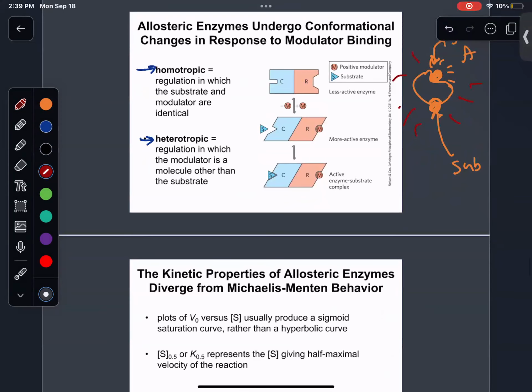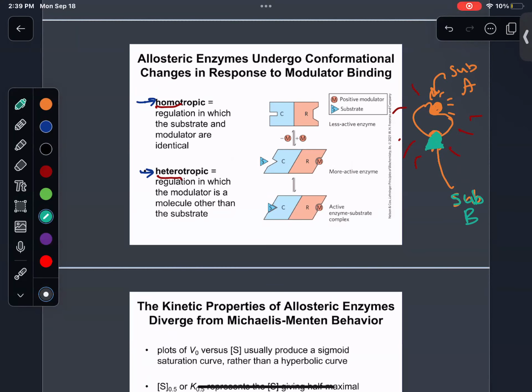And then we have heterotropic. Homo, same; hetero, different. In this case, we're going to have the regulation in which the modulator is a molecule other than the substrate. So in this case, we'd see something like substrate B. This would be substrate B coming into the allosteric site. This is still the active site, and substrate A is still filling the active site, but with heterotropic modulation, we're going to have substrate B come into the allosteric site, and that is going to have that enzymatic activity effect.